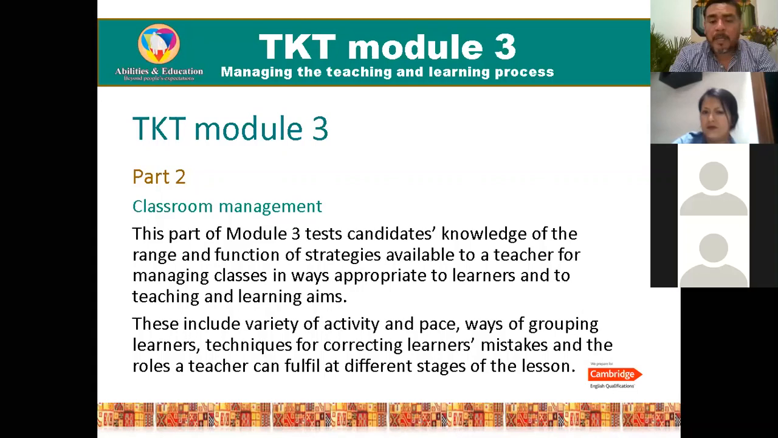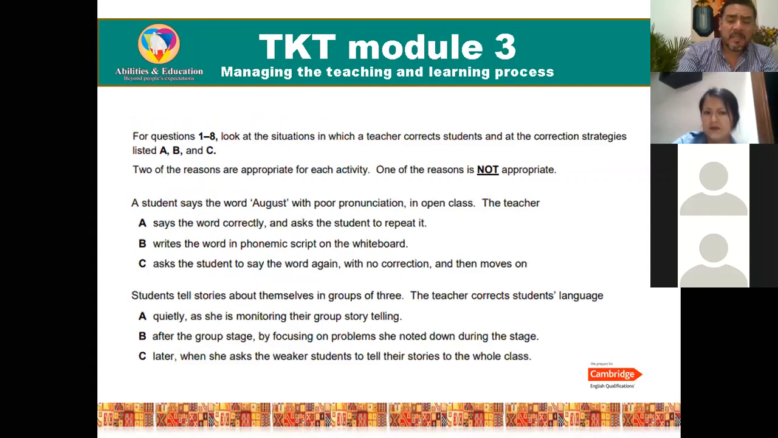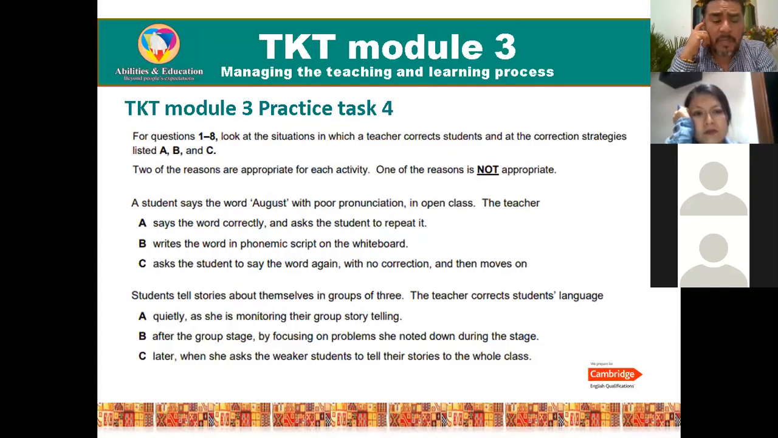can fulfill at different stages of the lesson. All right, let's do this. Here are some classroom situations. Let's do this together. For each situation, 2 of the reasons are appropriate, and 1 of the reasons is not appropriate. I want you to identify the reason that is not appropriate. The focus now is on the way teachers correct students and on appropriate correction strategies. So situation 1, a student says the word August with poor pronunciation in open class. Which of the 3, A, B, or C, would not be an appropriate correction strategy?